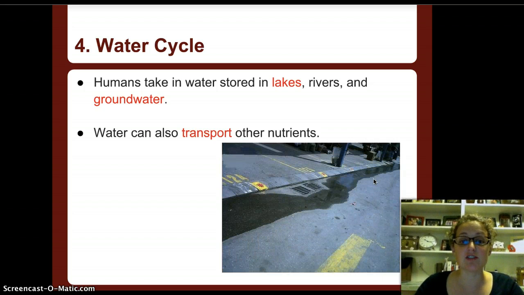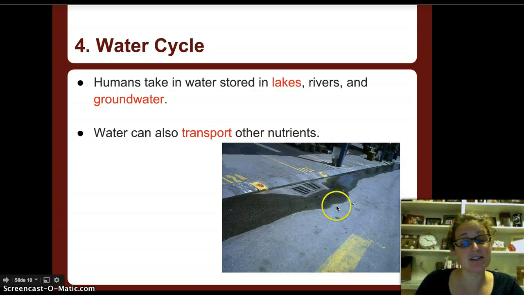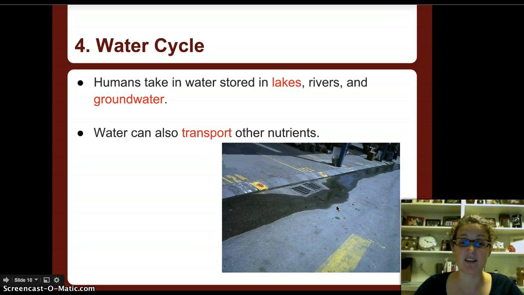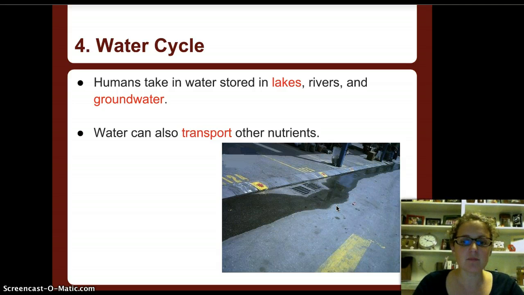And I want you to think about all the ways that humans kind of add stuff to the water, whether it's runoff from streets or whether it's wastewater that you flush down your toilet or down your shower drain or rinsing off your driveway or your soapy car. We change the composition of water and how healthy water is in this cycle.